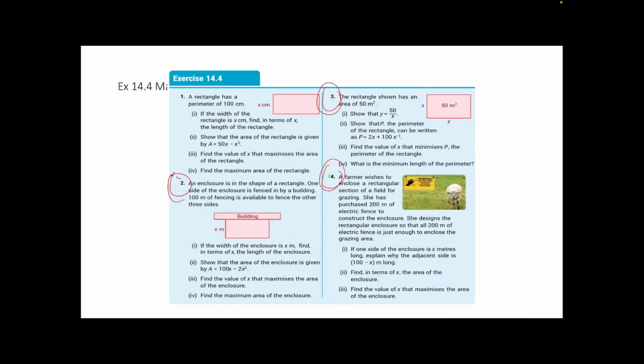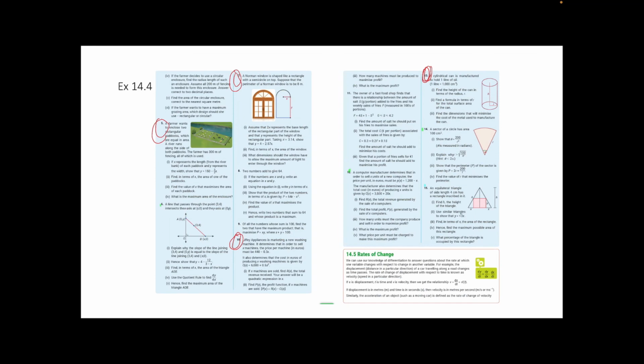questions 2, 3, 4, 5, 7, 10, and your challenge, if you want to try it, is question 13. If in doubt on question 13, just read through the solution.